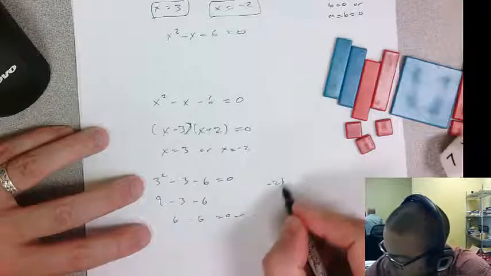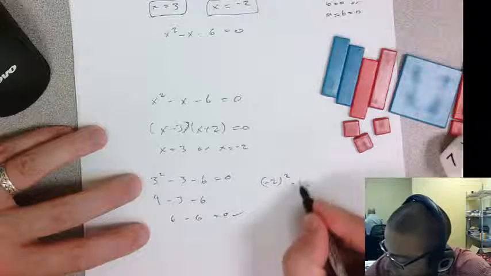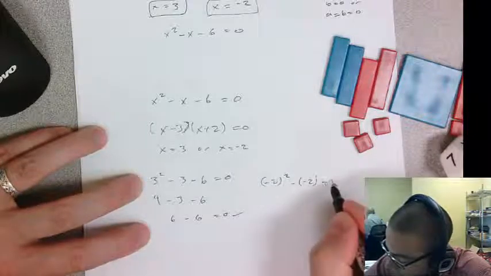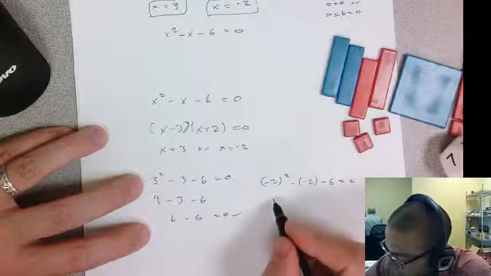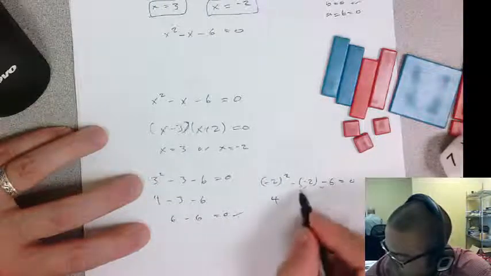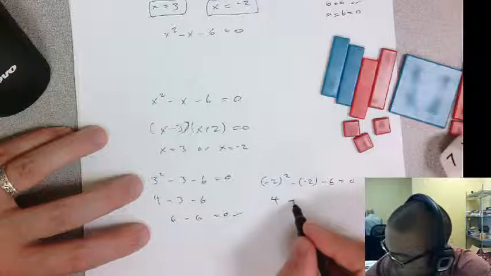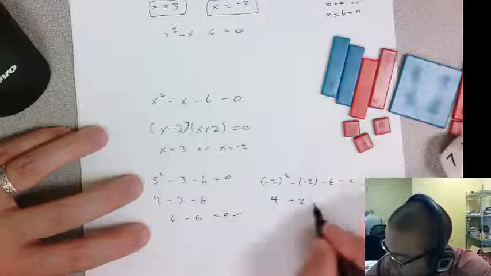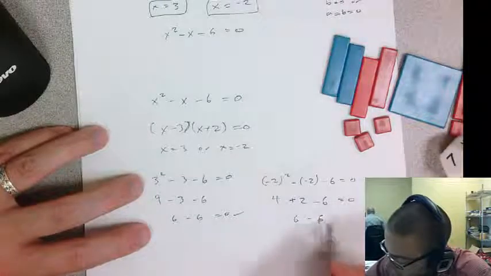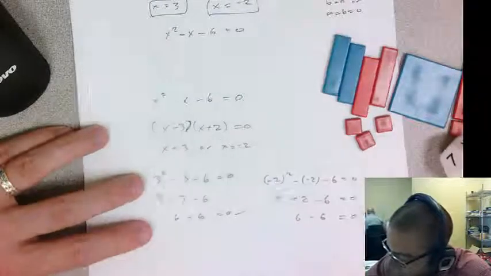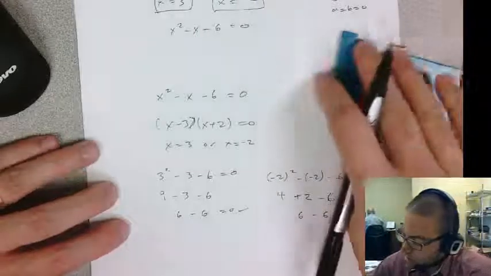So negative 2 squared minus a negative 2 minus 6, is that equal to 0? Negative 2 squared is positive 4, minus a negative 2 is plus 2, and minus 6. Is that equal to 0? Yeah, 6 minus 6 is 0. So that checks out. So that gives us a little hint about this.